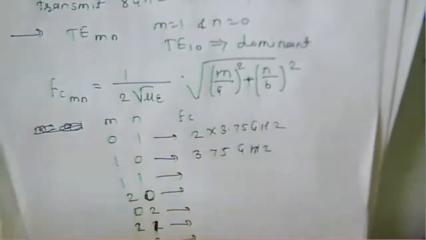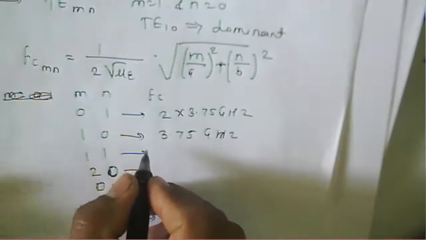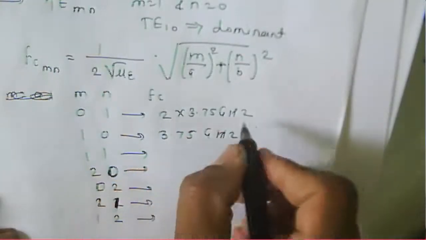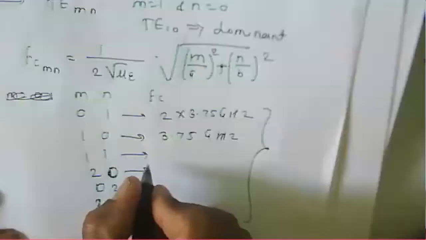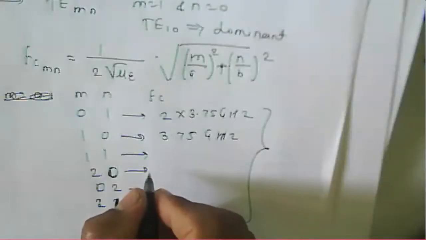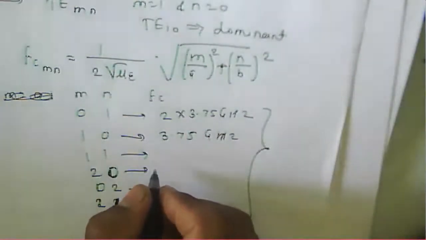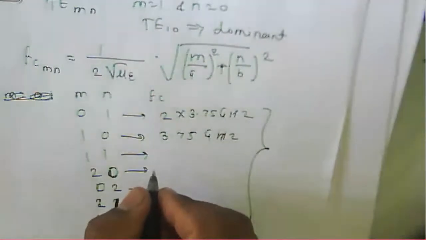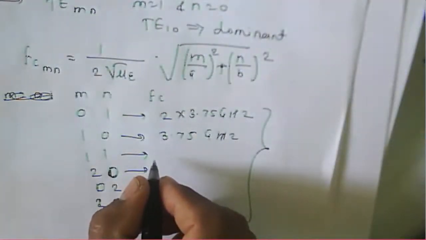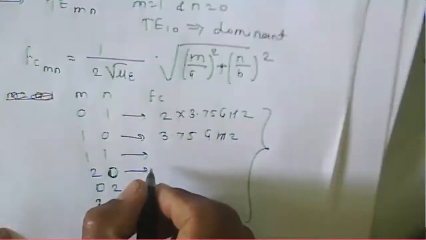We have to find out the cutoff frequencies for these different values. So now if you solve it, you will get the cutoff frequencies at the different positions. For FC11, we'll get the frequency when m is equal to 1 and n is equal to 1.